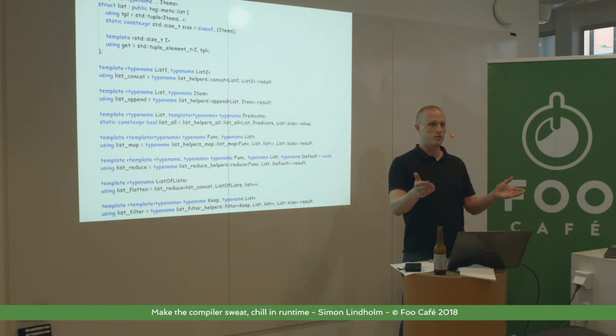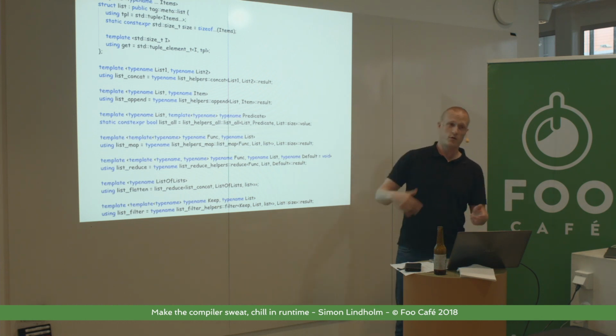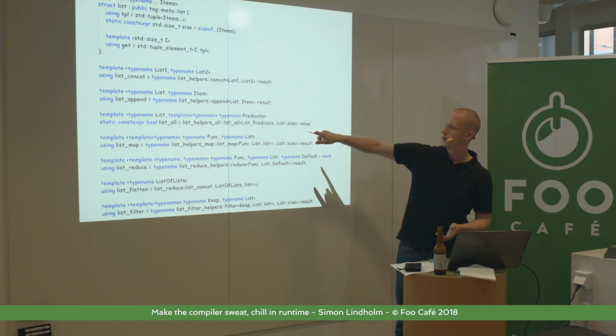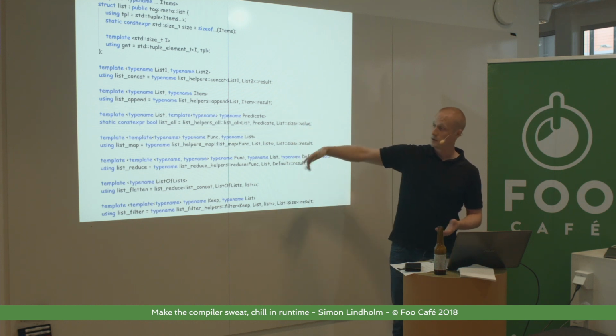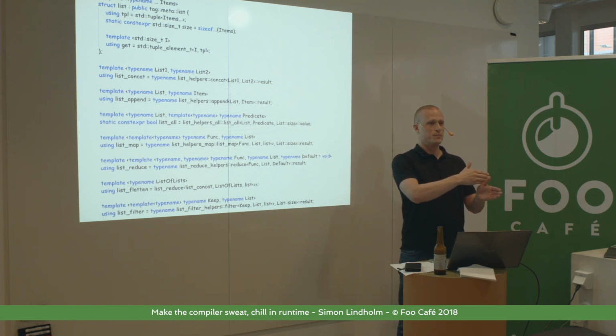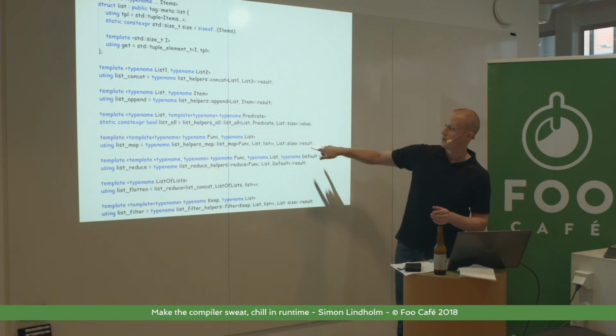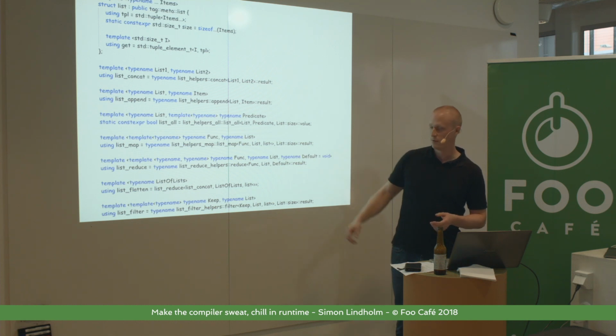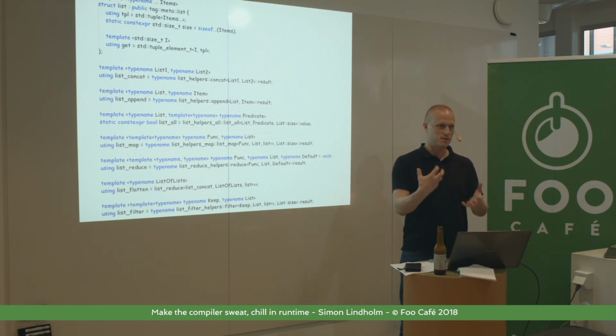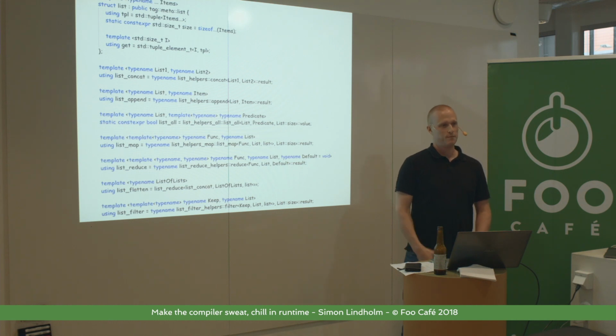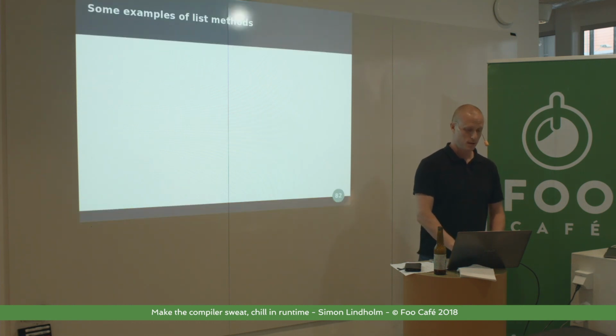So if you have a list, you can concatenate two lists. You can append a value to a list, and you have this all function, which checks, if you feed it a list and some predicate, whether all values or all types in the list satisfy that predicate. You have a map function, a reduce, flatten, and filter. So you have the standard list functions you have in most languages that support list comprehension to some degree.